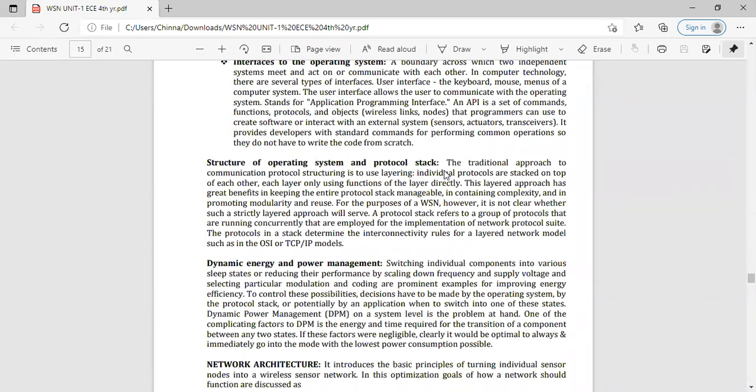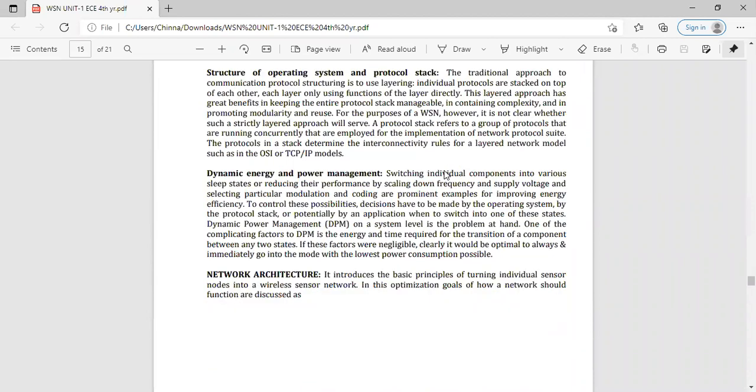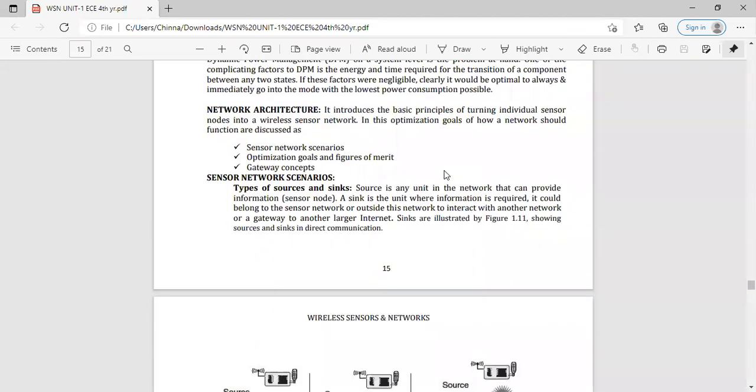Also, dynamic energy and power management, DPM, is very important. These are the basic representations of the system. Okay, in the next class we will discuss the network architecture and sensor network architectures.